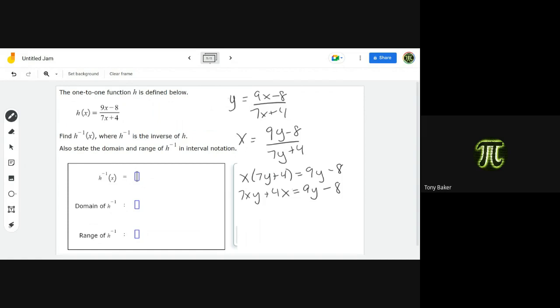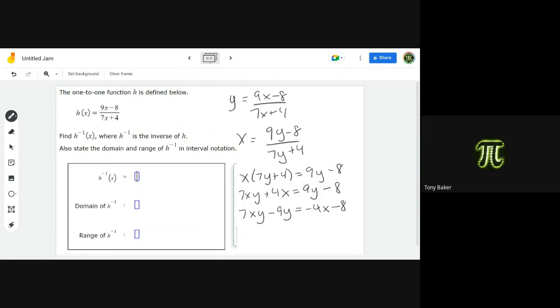Because now I can move all my y's to one side and all my other numbers to the other side. I'd still have x's in play, but we'll deal with that in a second. But now at least I can get all my y's on one side. So we're going to move the 9y over and then the 4x over the other direction. So we have 7xy minus 9y equals negative 4x minus 8. So all my y's are now on one side. Everything else is on the other side.